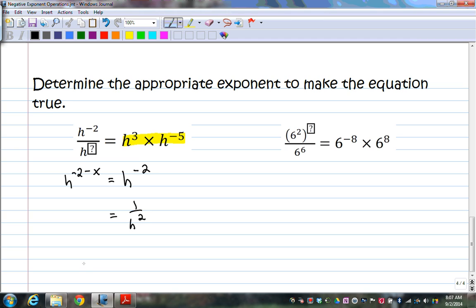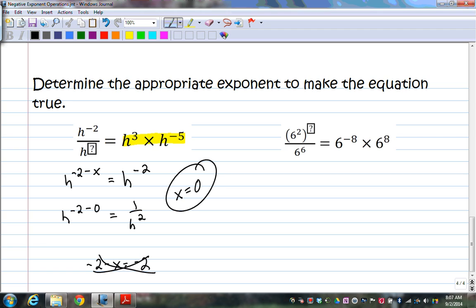Now, later on, we could show this as an equation. You could say negative 2 minus x equals negative 2, and you can solve for x. But we're not quite there yet, so don't worry about that. So mentally, what would you subtract from a negative 2 to give you negative 2? And you would say nothing or 0. And that's the truth. So h to the negative 2 minus 0 would make these equal. So in this case, x would be equal to 0.